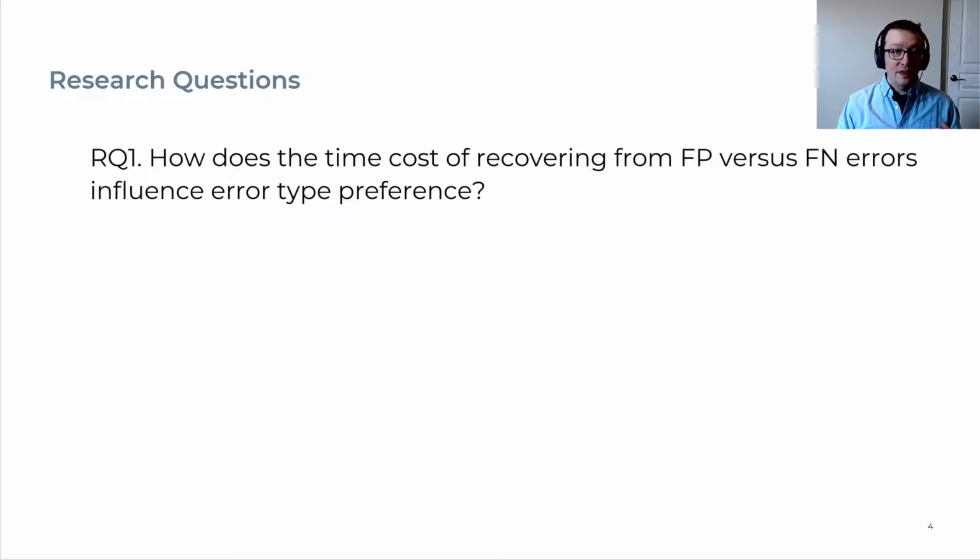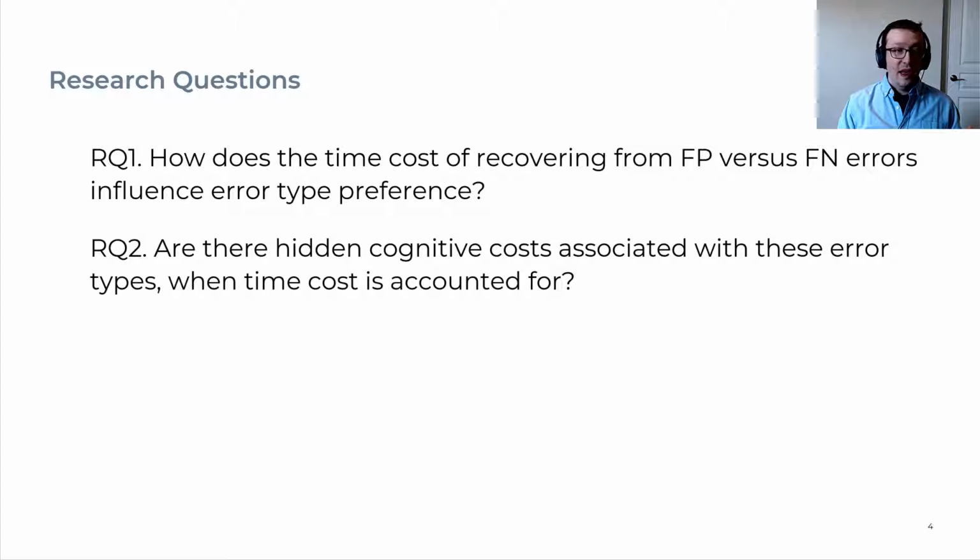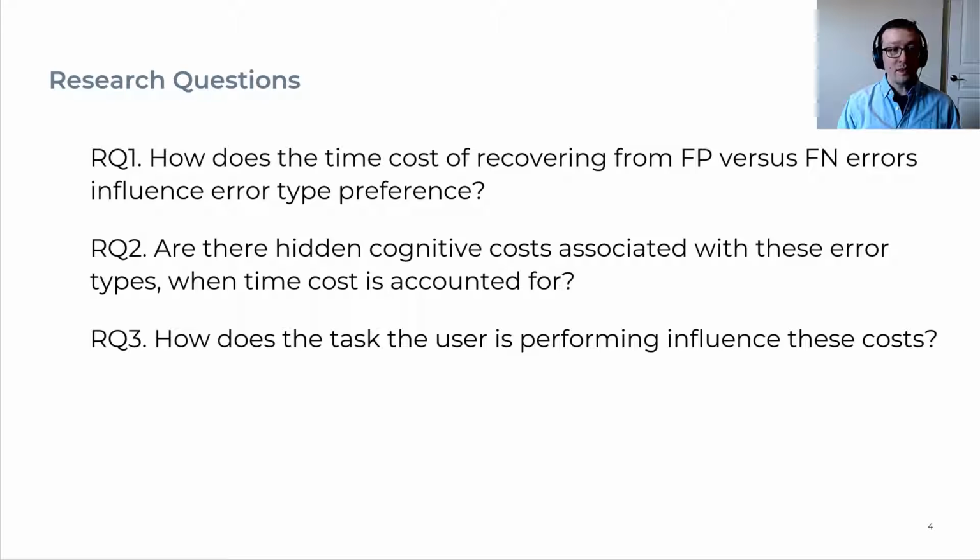So our research questions were, first, how does the time cost of recovering from false positive versus false negative errors influence error type preference? Second, are there hidden cognitive costs associated with these error types when time cost has been accounted for? And third, how does the task the user is performing influence these costs?